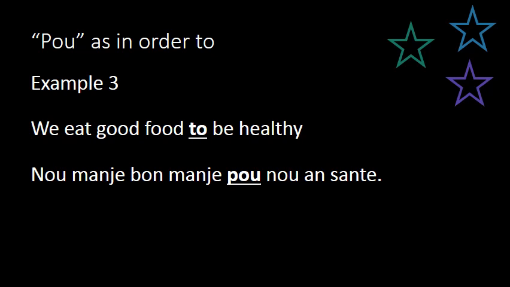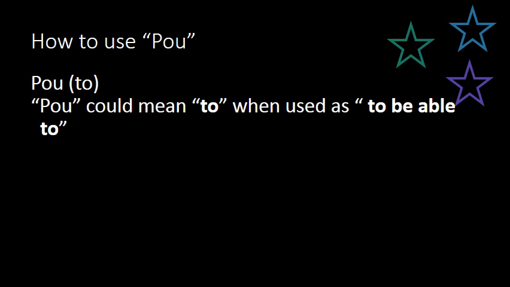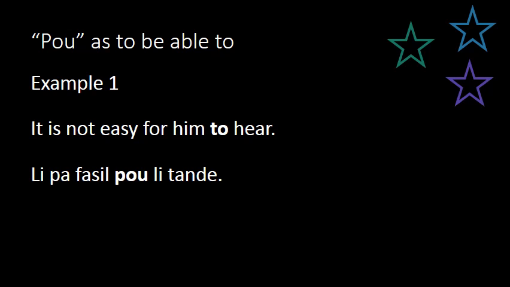Another example, we eat good food to be healthy. Nou manje bon manje pou nou an sante. Pou could mean to when used as to be able to. For instance, it's not easy for him to hear. Li pa facile pou li tande.